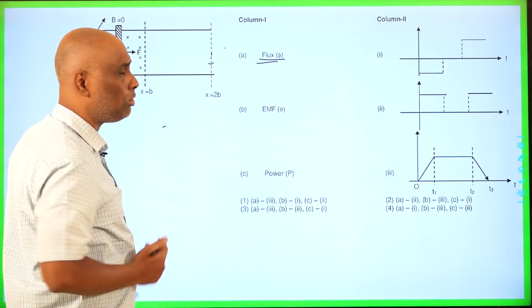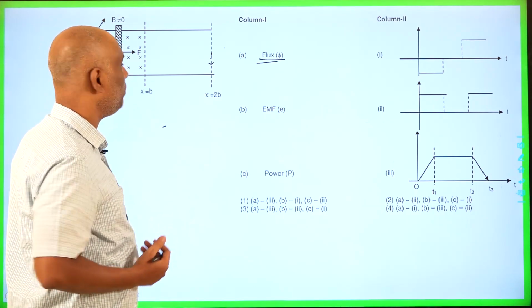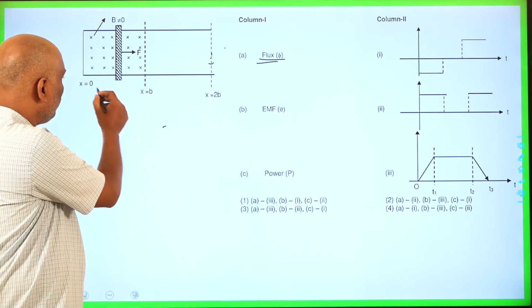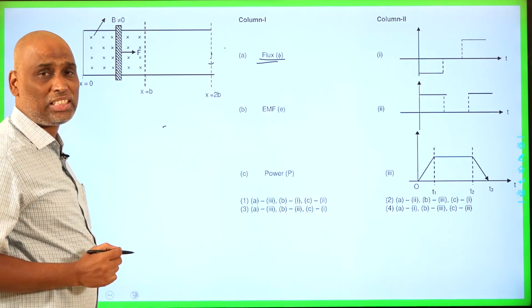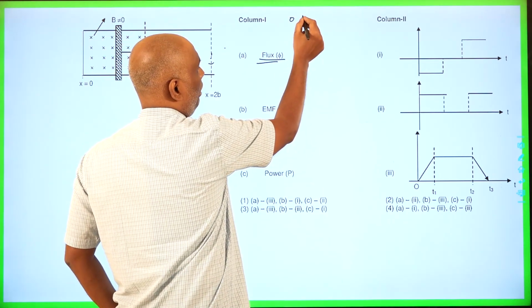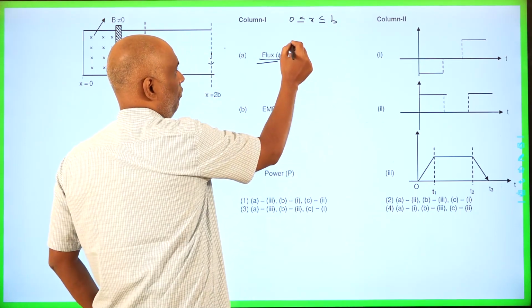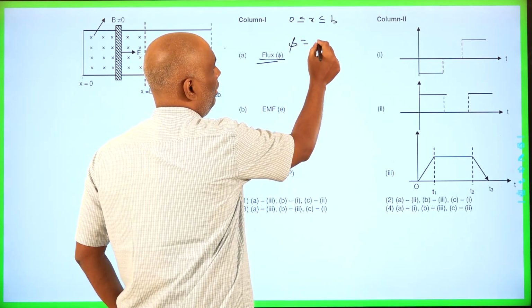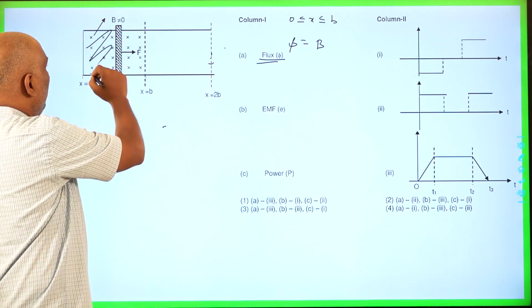Maybe this rod is moving with a constant speed; no other things they have mentioned, so you can assume that it is moving with a constant speed. While it is moving with a constant speed, as long as the body is moving from 0 to B, the flux is increasing. When I want to calculate this flux for 0 less than or equal to x less than or equal to B, flux at any instant of time t will become equal to the magnetic field induction B into the area enclosed.